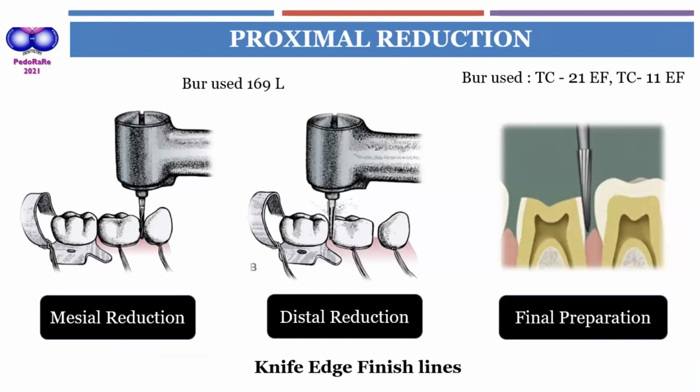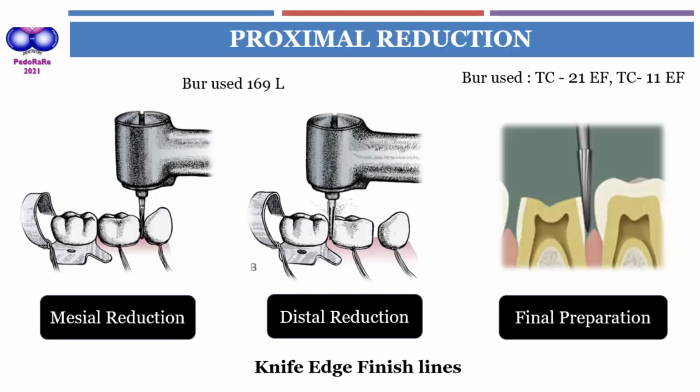Now, coming to proximal reduction, use the 169L burr, which is very important for mesial reduction. I have seen people take any burr which is available and just use it. There are definite burrs which are used for proximal reduction. Please use only those respective burrs meant for that purpose. Give knife edge finish lines. That is what is expected in a primary tooth preparation.